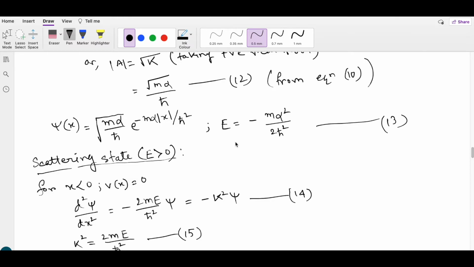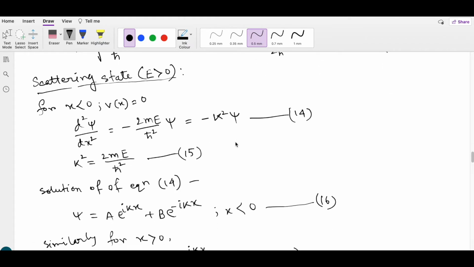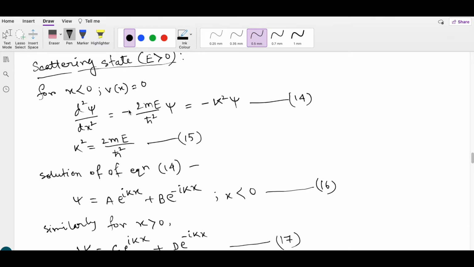So we are now done with the bound state. Now let's move towards the scattering state. Scattering state means the energy is greater than 0. So for x less than 0, V(x) is 0, we have our Schrodinger equation d²ψ/dx² equals minus 2mE/ħ² ψ, or minus k²ψ, where k² is 2mE/ħ².